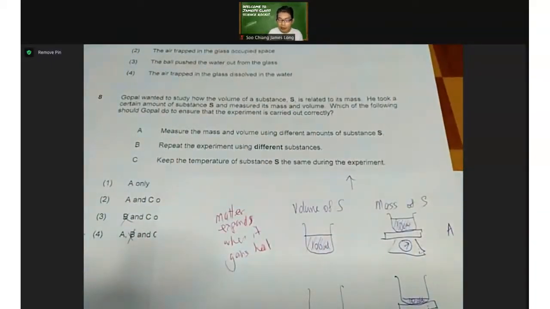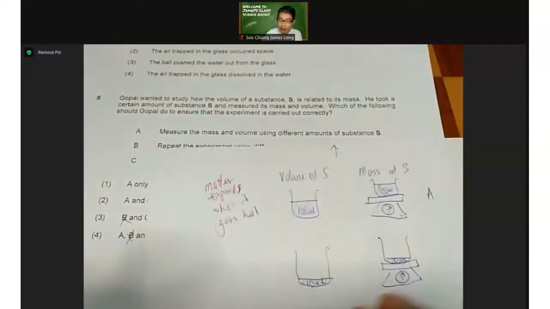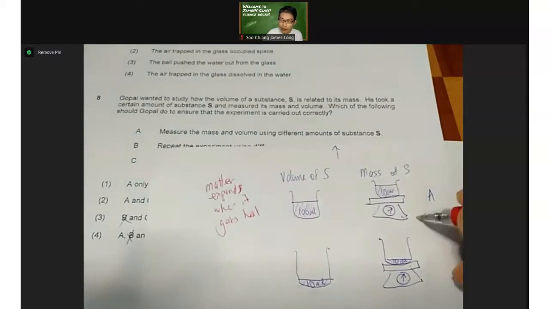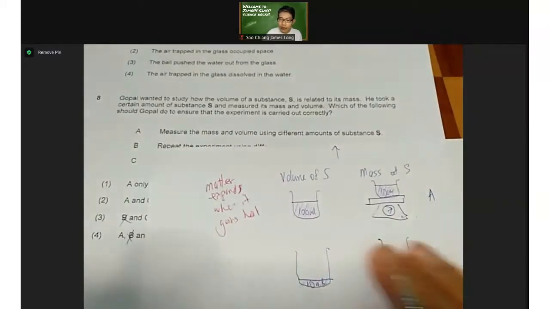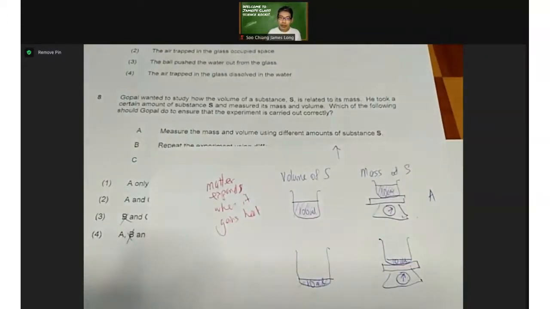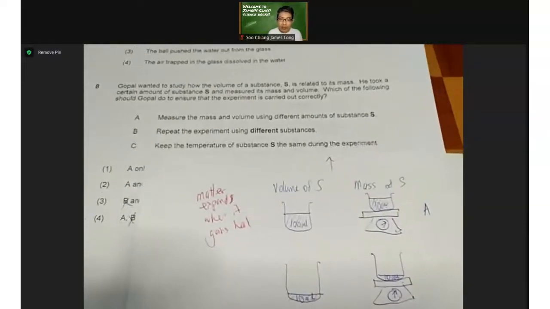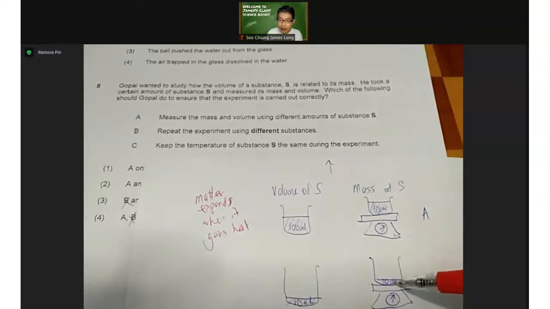So to make this a fair experiment, we must keep all the other variables constant except for the different amounts of S that you're using. Therefore, the temperature must be kept the same when you're doing it in this way and this way. You can't be doing this at room temperature, then this one you put over a hot flame. Then the volume may change. And the heat may even cause the substance to evaporate much faster.